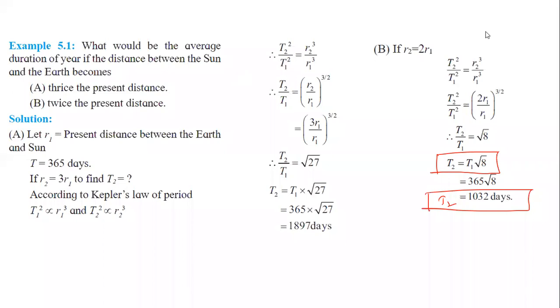Similarly, when the distance is twice the present distance, we get a period of revolution of Earth around the Sun of 1032 days. Only here thrice R1 is there; here we substitute twice R1.